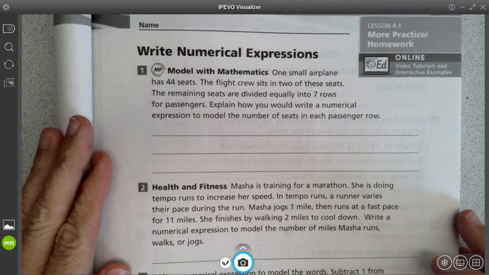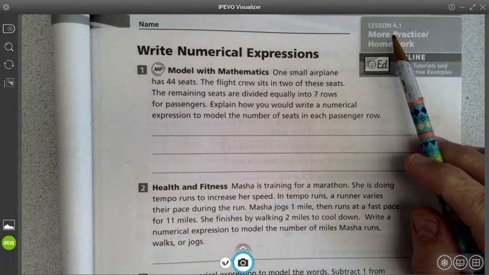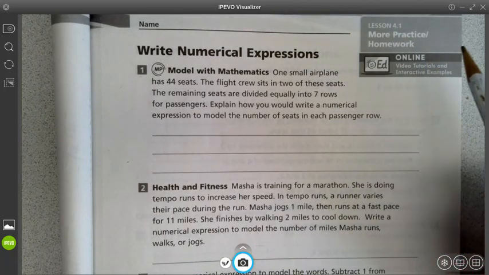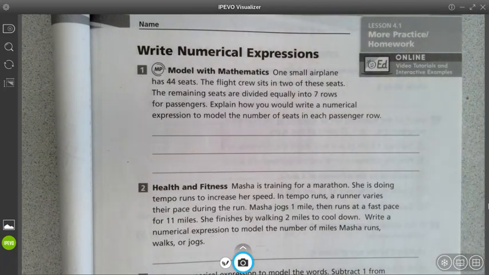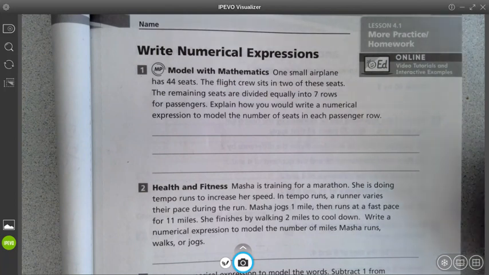I'm going to go over our first lesson for Module 4 in the Practice and Homework Journal, and we've been working on writing numerical expressions. So hopefully in your head you're thinking about what that means. We're working with numbers and operation symbols here. We do not put an equal sign because it's not an equation. We're just trying to write out how we might solve these situations.